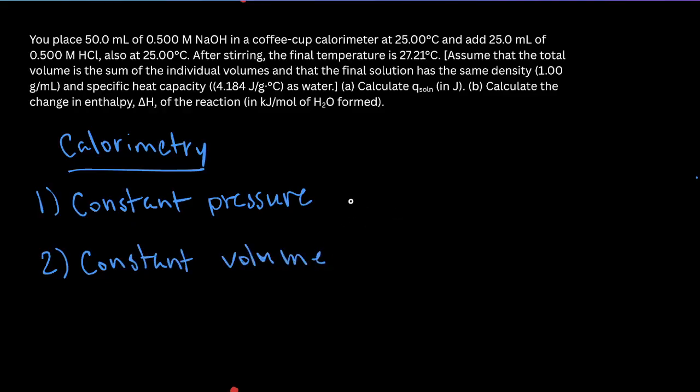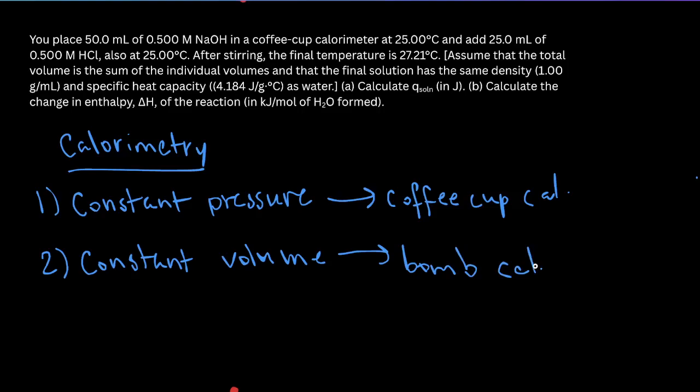And the second is constant volume calorimetry. In the case of constant pressure calorimetry, we would be using what is called a coffee cup calorimeter. In the case of constant volume calorimetry, a bomb calorimeter would be used. In this video, we'll be looking at the first type, constant pressure calorimetry, using a coffee cup calorimeter, and we'll look at constant volume calorimetry in another video.